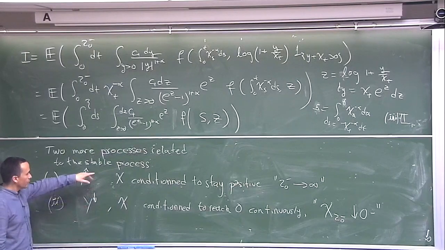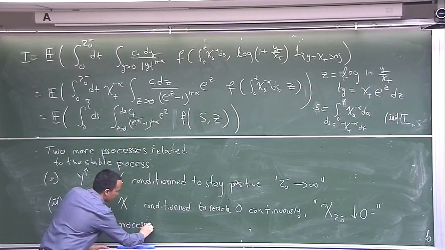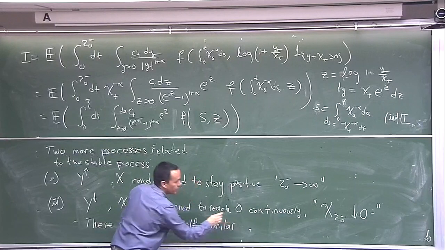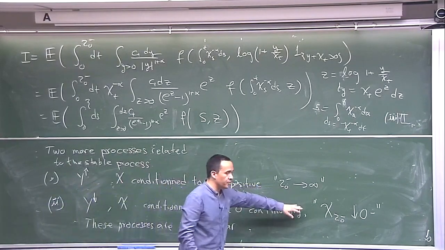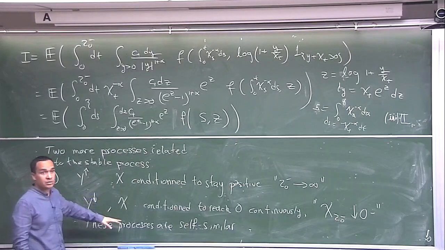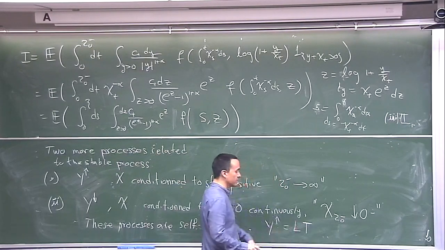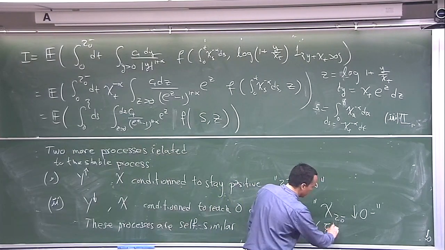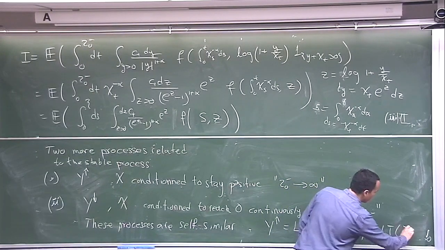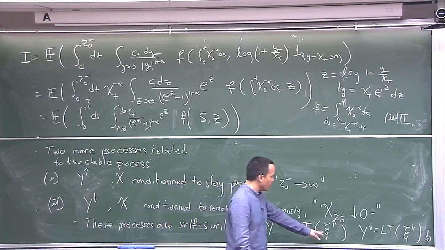Okay. But these two processes are self-similar, because the conditioning will not change the scaling property, okay? And then they are the Lamperti transformation of some Lévy processes. Okay. So Y up arrow can be seen as the Lamperti transformation, so let me write it as LT of a process psi up arrow. And Y down arrow can be seen as the Lamperti transformation of a process psi down arrow.